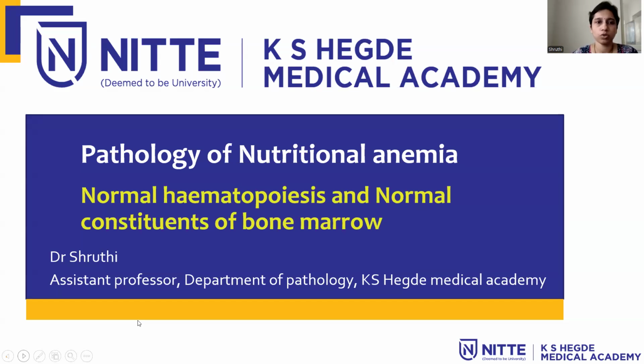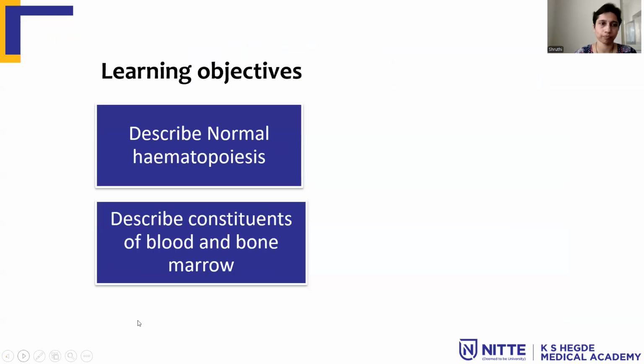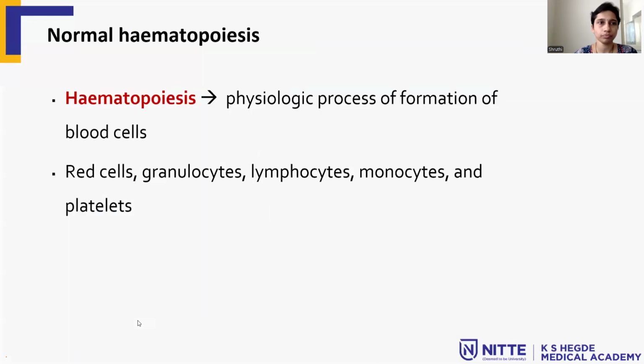Welcome to the e-learning module on pathology of nutritional anemia. This session is on normal hematopoiesis and normal constituents of the bone marrow. So the learning objectives are: at the end of the session, students should be able to describe normal hematopoiesis and the constituents of the blood and the bone marrow.